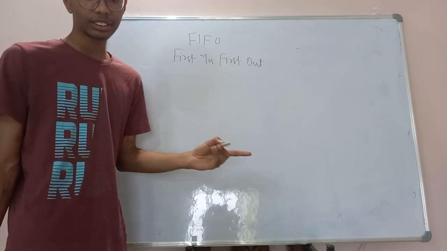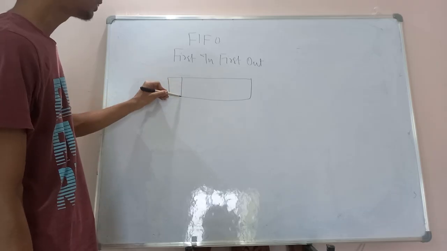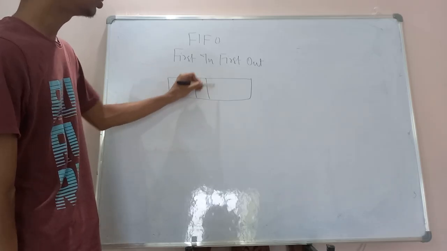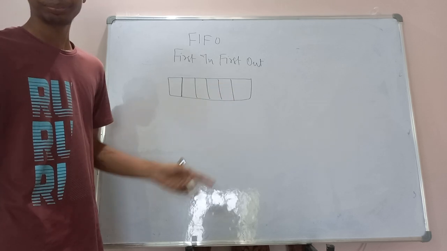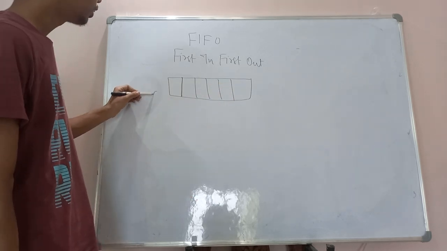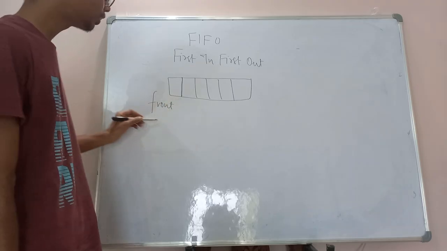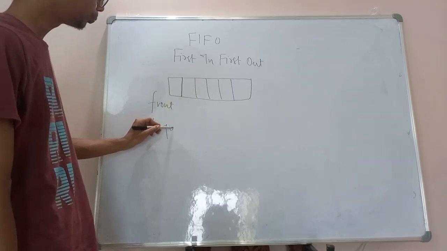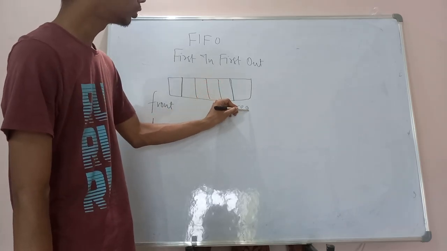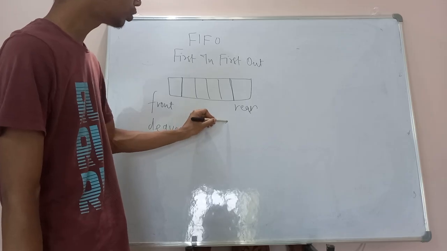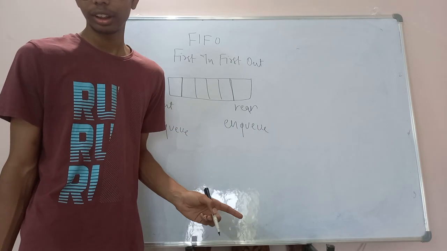It is a linear data structure in which I can insert my element from one side and that will go in a queue, and I will dequeue my element from the other side. For convenience, we take front for deletion of an element, which is also called dequeue, and we take rear for insertion of an element, which is also called enqueue.